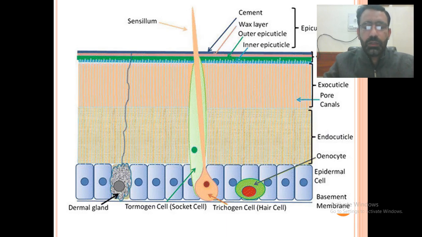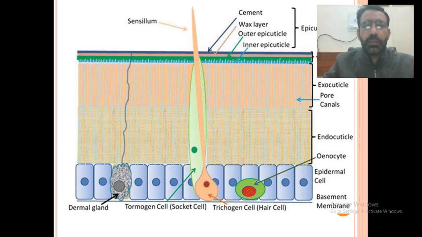Then the exocuticle contains pore canals in vertical lines, and then the endocuticle is composed of pore canals, but here we have canals in both horizontal and vertical dimensions.